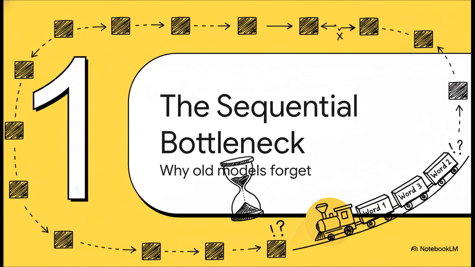Right, so first, let's really get a feel for the world before transformers. Think about old models like RNNs. They process language in a straight line. It's kind of like that game of telephone, right? Where a message gets whispered from one person to the next. By the time it reaches the end of the line, the original meaning is almost always lost or twisted. Well, that's exactly what was happening inside these models. Context just couldn't survive a long journey.